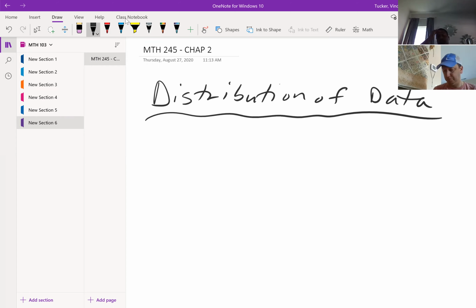So this is just a few things coming out of chapter 2 that I know people have asked about or caused a little bit of confusion. Talking about the distribution of data and the shapes.